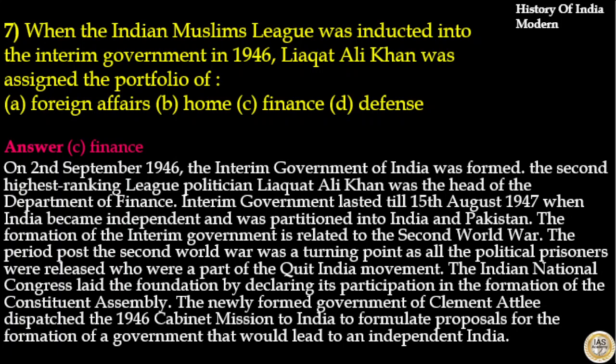Interim government lasted till 15th August 1947 when India became independent and was partitioned into India and Pakistan. The formation of the interim government is related to the Second World War. The period post the Second World War was a turning point as all the political prisoners were released who were part of Quit India movement. The Indian National Congress laid the foundation by declaring its participation in the formation of Constituent Assembly. The newly formed government of Clement Attlee dispatched 1946 cabinet mission to India to formulate proposals for the formation of a government that would lead to an independent India. So here answer to this question is option C, Finance.